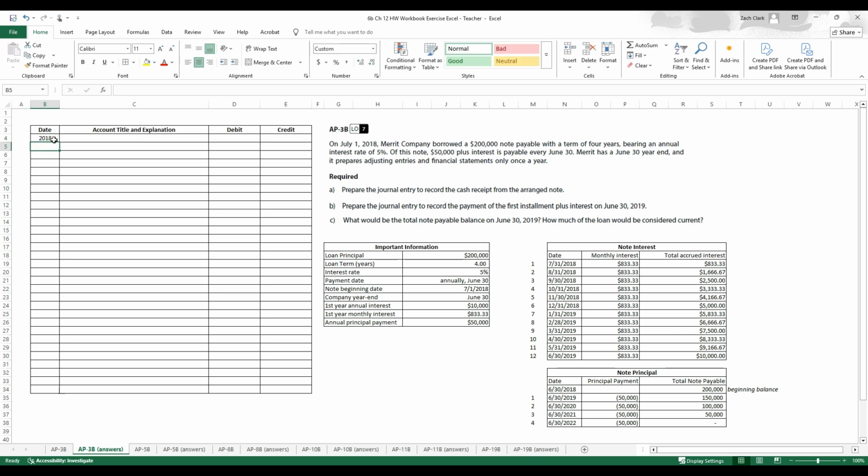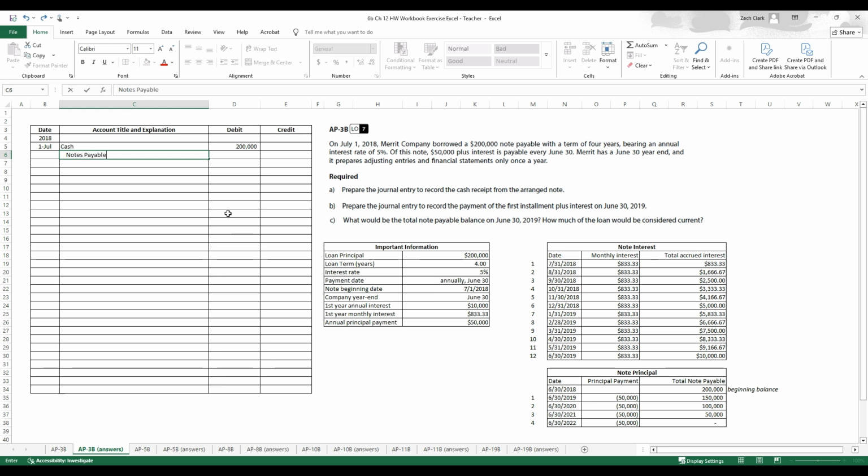This problem's relatively basic, but I wanted to make it a little more fleshed out so that you all could have a little bit of practice and hopefully understand what's happening here a little bit better with the detail. So it asks us to prepare the journal entry to record the cash receipt, and so that's pretty basic, right? Our date that the note began was 7/1/18. And we got cash, right? That's what we're saying, cash is going up. I'm going to link to the cells here, use our little notes there as much as we can.